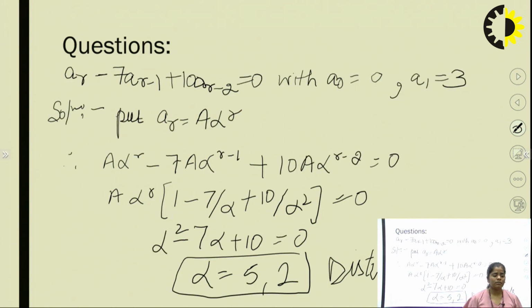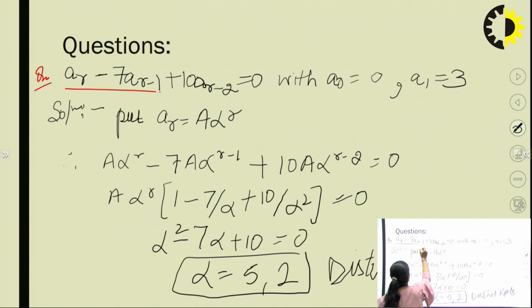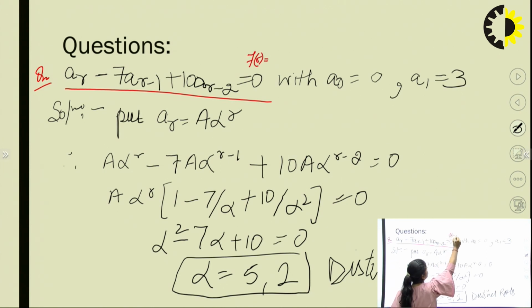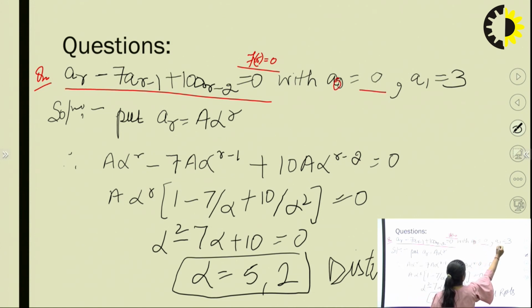So let us understand this topic by taking an example, which is very important. Here I use a recurrence relation: a_r minus 7 a_(r-1) plus 10 a_(r-2) equal to 0. Here f(r) is equal to 0, so this is a homogeneous recurrence relation with given values a_0 equal to 0 and a_1 equal to 3. These are known as boundary conditions, or initial conditions, right?